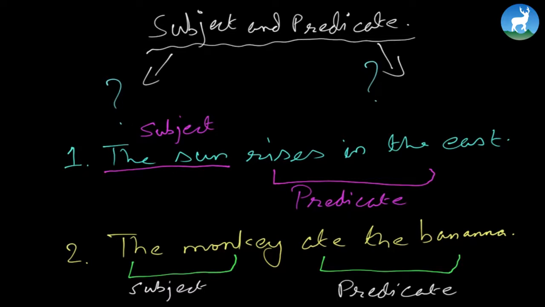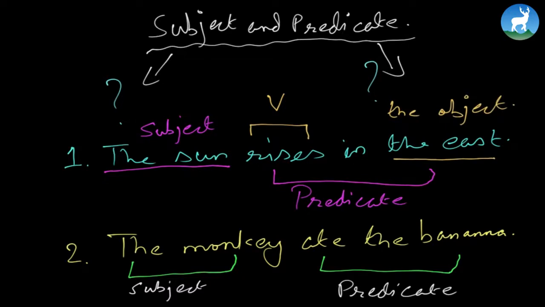Here, the subject is usually and always followed by a verb. So let's figure it out. Here in this case, rises, the action, is the verb. And what follows after the verb, and which defines the action of the subject, is what we call the object. So what rises in the east is the sun. The object is always answering the subject.